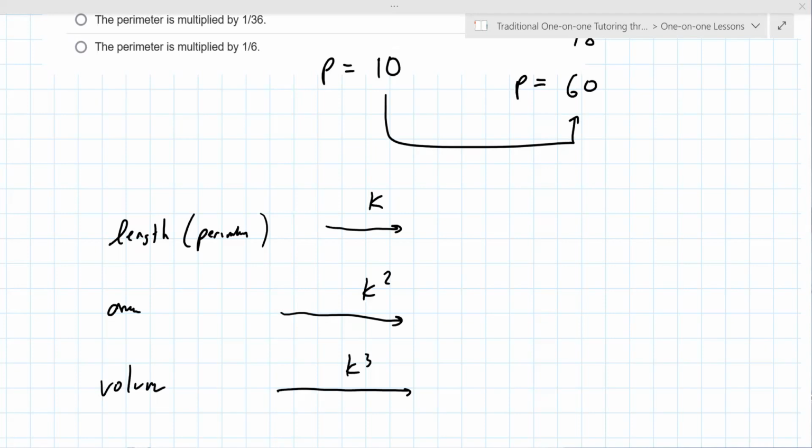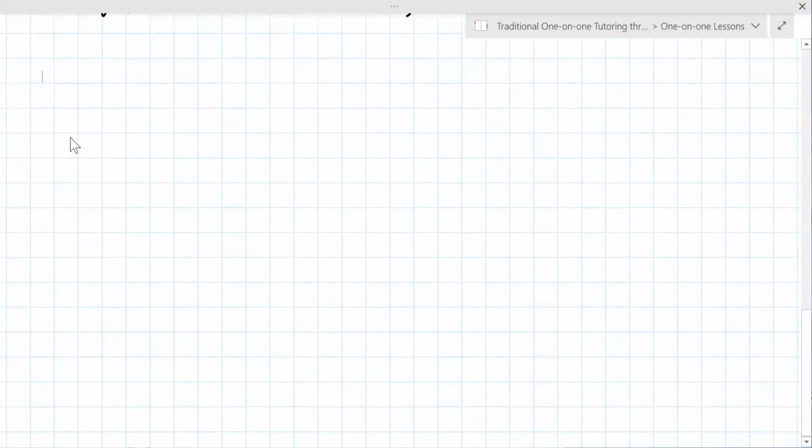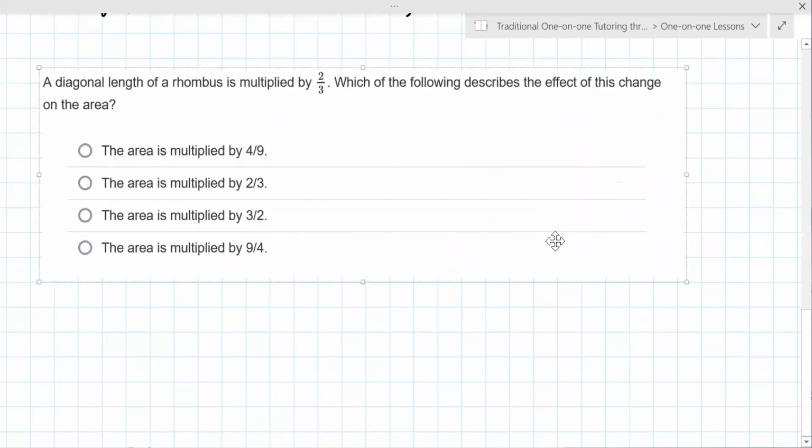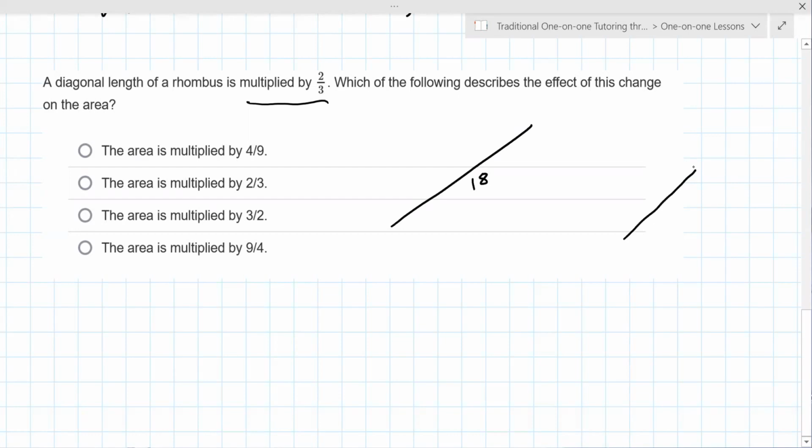So let's look at the next question here, and we'll see if we can answer it keeping this in mind. Maybe we can, maybe we can't. But let's take a look here. So it says the diagonal of a rhombus is multiplied by 2/3. So here's a rhombus. Here's a diagonal of a rhombus. Let's call that 18. And if we multiply by 2/3, what is the new diagonal? I get 12. Okay.